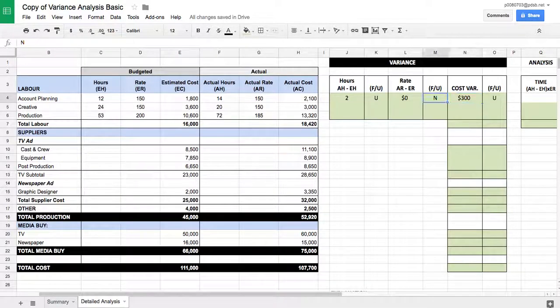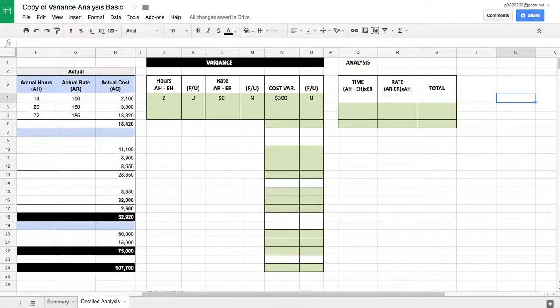Okay. Now, what we want to do is determine, as we said before, how much of this $300 is because of time, how much of it is because of rate. Well, we can use some common sense, and we know without even using mathematics that there was no change in rate, so it is all as a result of hours. Okay, but if we were to do the math, I've laid it all out for you over here.